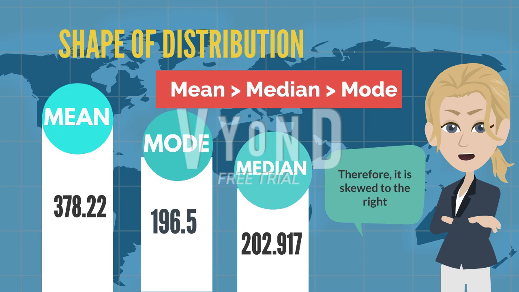Shape of data distribution. Mean equals 378.22, median equals 202.917, mode equals 196.5. Mean is greater than median, which is greater than mode. Therefore, it is skewed to the right.